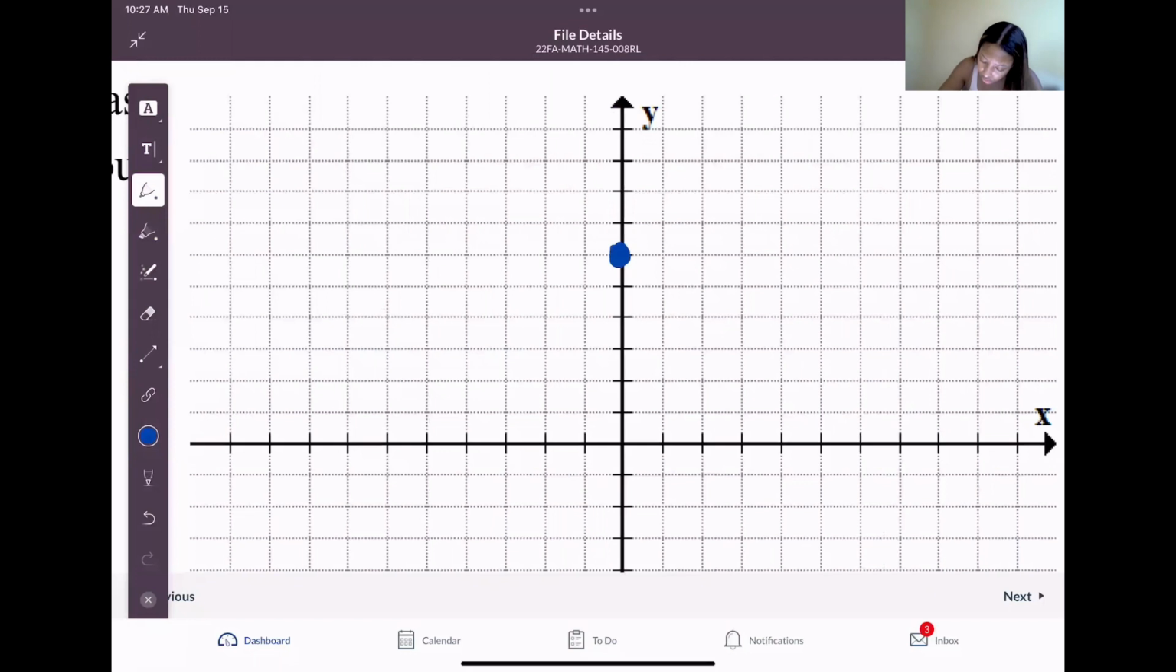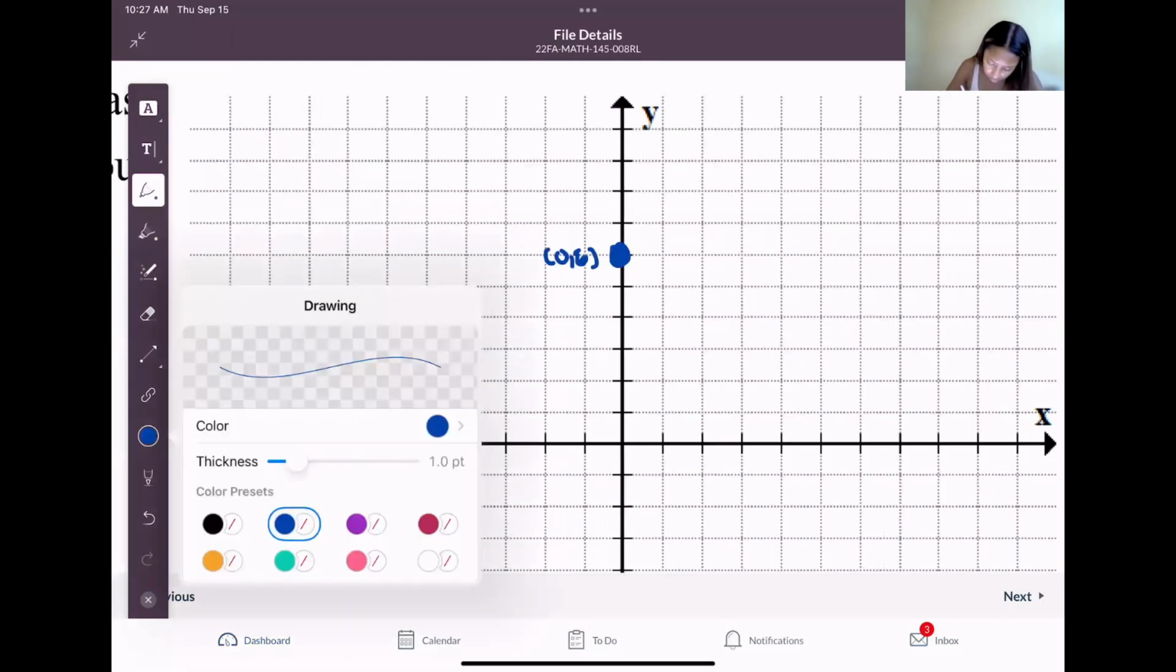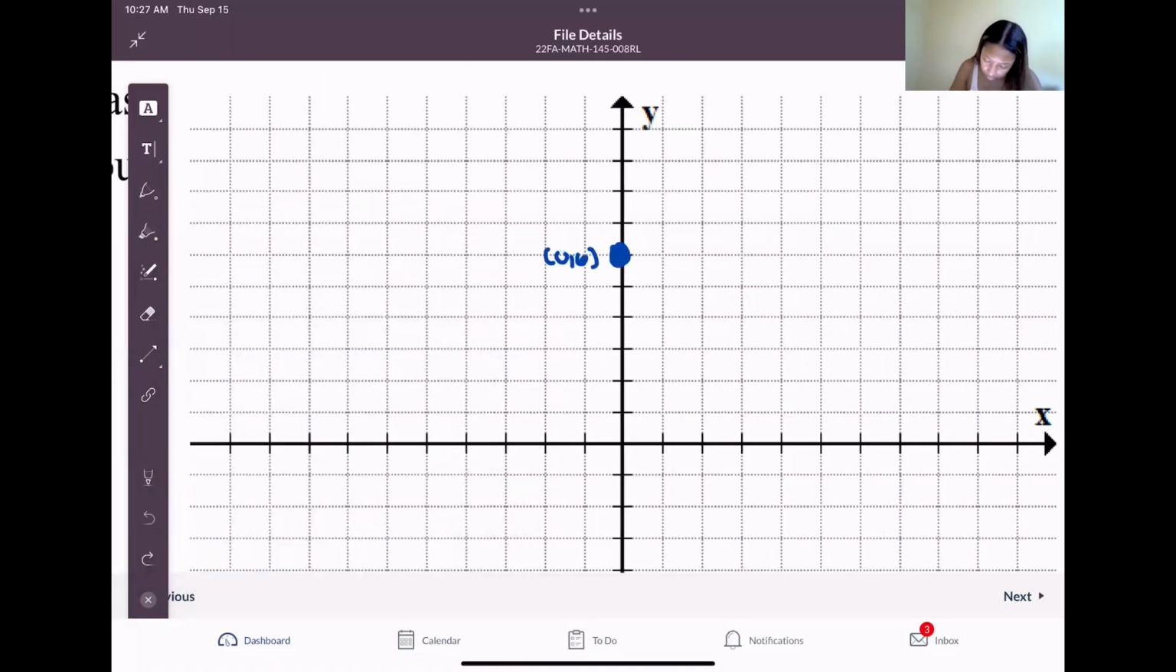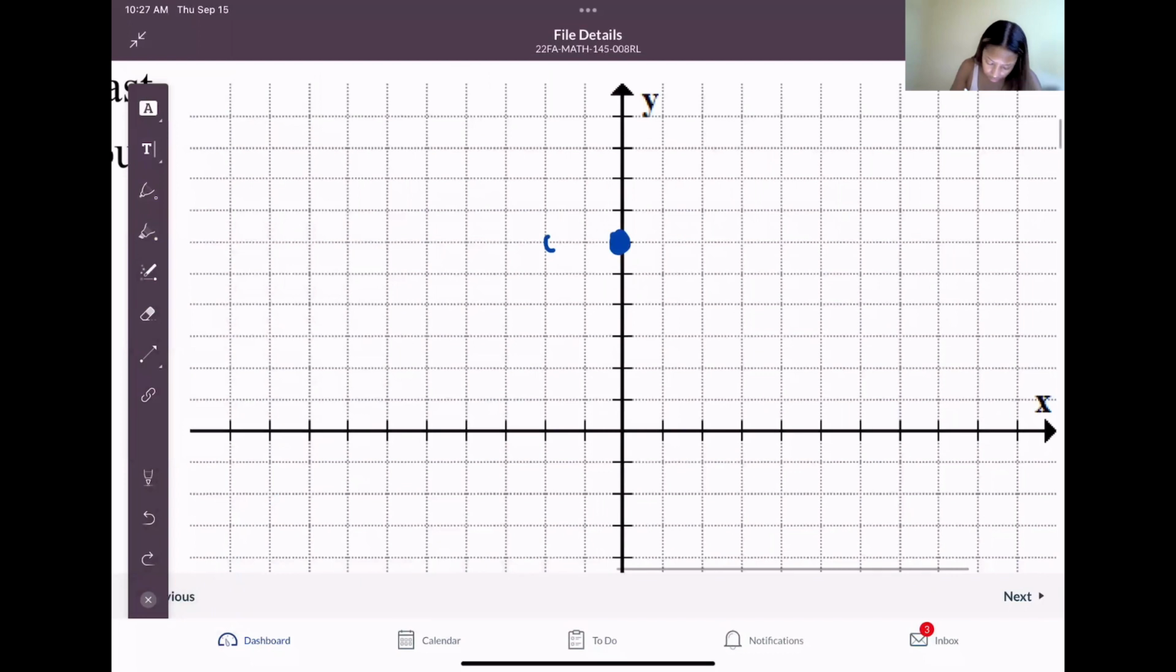So this one was (0, 6). Let's try again. (0, 6). And then if we go down 2 units and to the right 1 unit, we get to this point, which is (1, 4).